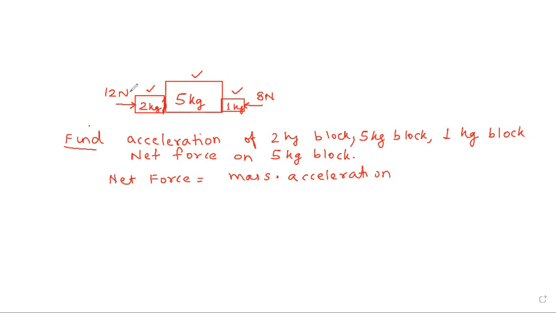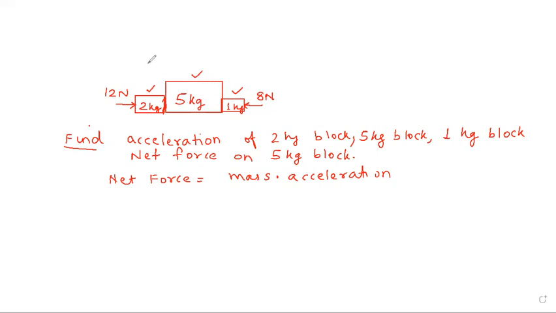They are connected to each other and in touch with each other, and it is given that there is a force of 12 Newton acting on this block which is of 2 kgs, and there is another force acting in the opposite direction, which is of 8 Newton on the 1 kg mass. So you are required to find the acceleration of each block, that is the acceleration of 2 kg, 5 kg and 1 kg. This is asked. And second, you are required to find the net force on this 5 kg block.